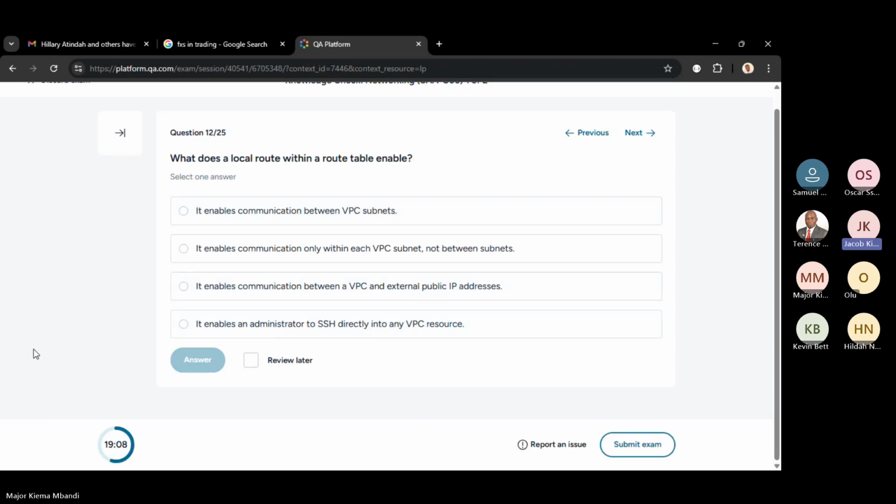And so maybe I read for Olu because he seems not to be able to speak. So for Olu, what does a local route within a route table enable? First option is it enables communication between VPC subnets. Second option is it enables communication only within each VPC subnet, not between subnets. Third, it enables communication between the VPC and external public IPs. And the last option is it enables an administrator to SSH directly into the VPC resource.